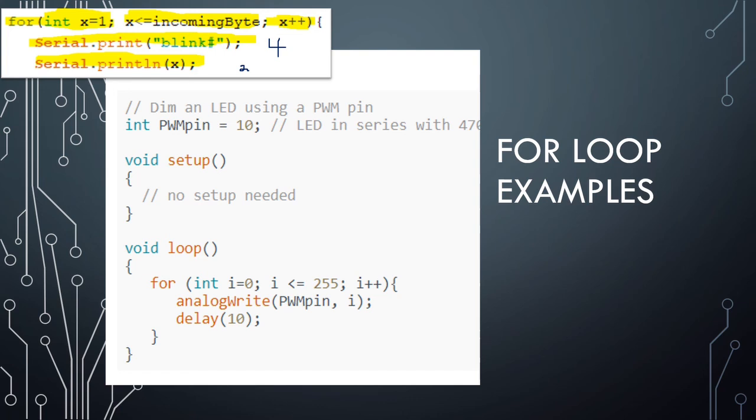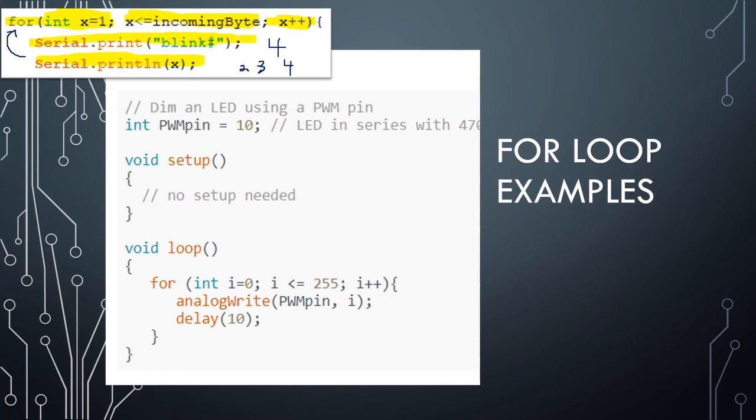At the end, x would be equal to 3. So it's going to go through the for loop again. 3 is less than or equal to 4, so we would print blink number 3 and increment x by 1. It would be 4 now. We would go through the loop. We still meet the condition. It's still less than or equal to 4, so we would print blink number 4. We go through the loop again.